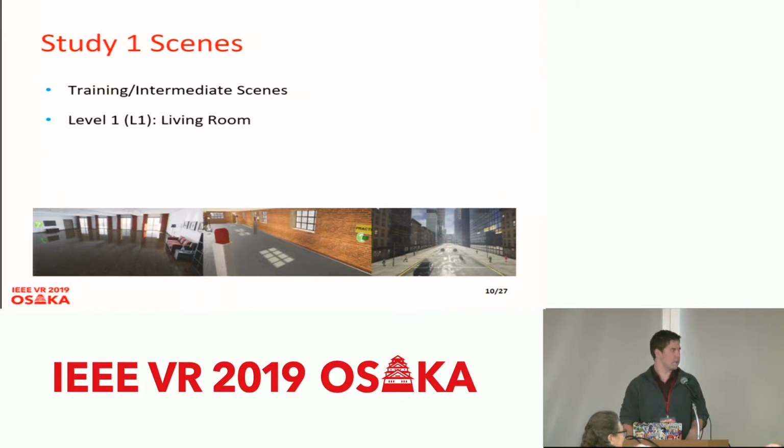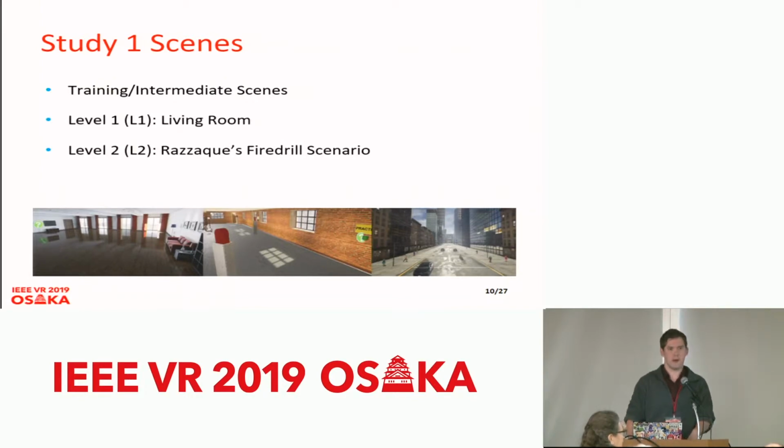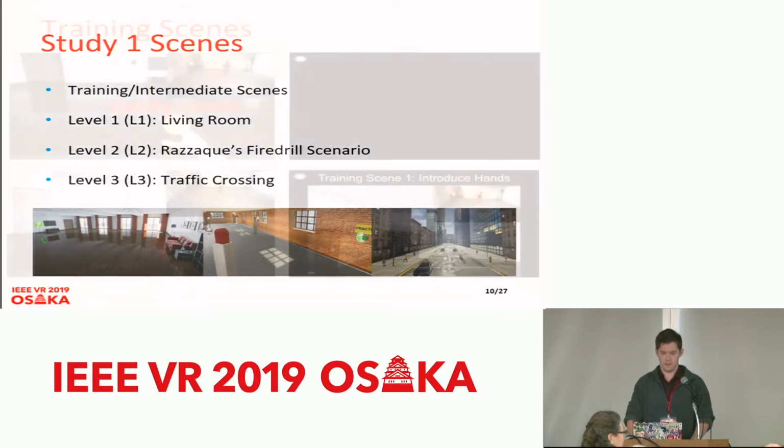The first one is a living room. The second one is the Firedrill scenario from the original redirected walking paper. And the third is a complex traffic crossing simulator.